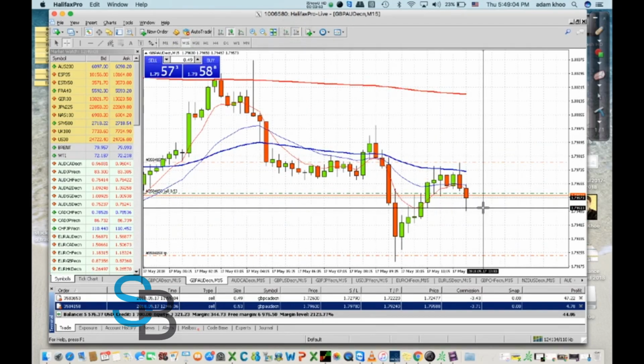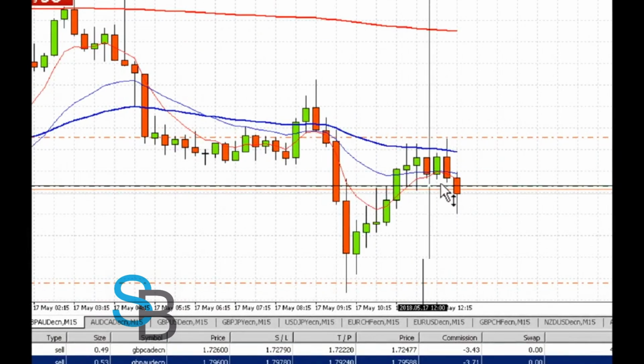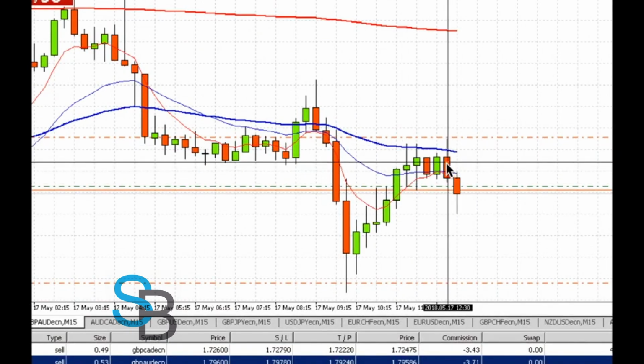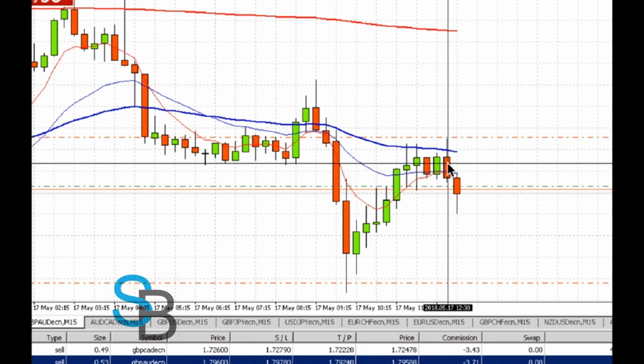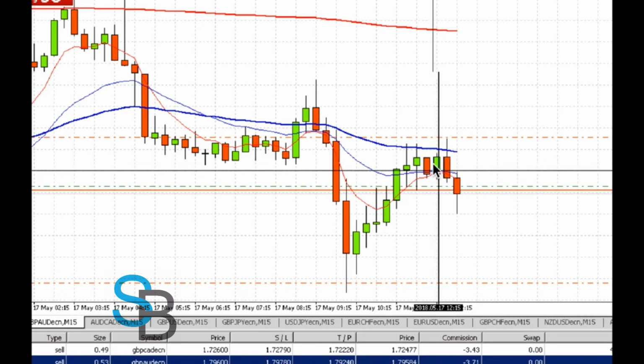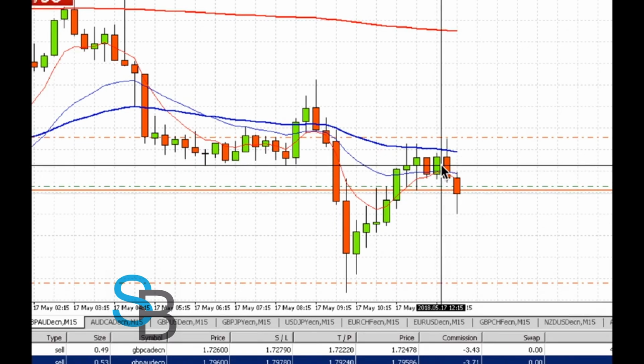So once we had that pattern, I'm looking for a trigger. The trigger in this case is the bearish engulfing pattern. This bearish candle's body engulfs the previous bullish candle. Once we've got a bearish engulfing pattern, we can take the trade.